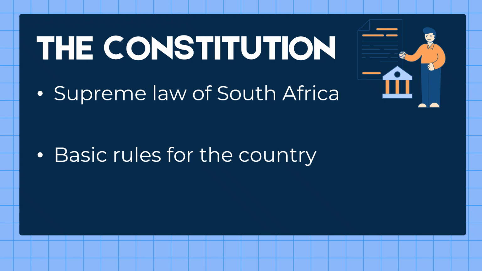The Constitution is the supreme law of South Africa. This means that it is the highest law in the country. All other laws must follow the Constitution. It acts like a rule book that explains how South Africa should be governed.